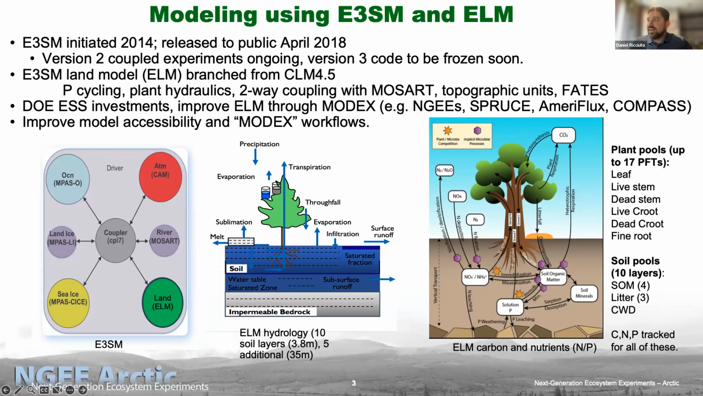On the biogeochemistry side, we have 6 major plant pools. And so in a particular model grid cell, there can be up to 17 plant functional types. And for those, we have leaf, live and dead stem, live and dead coarse root, and fine root pools. And for all of those, we track carbon, nitrogen, and phosphorus. And then below ground in the soil, we have in those same 10 soil layers, we're tracking soil organic matter. The default version of ELM has 4 pools with varying turnover times: 3 litter pools and a coarse woody debris pool.